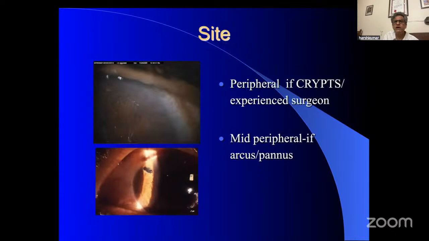Where to do it? Well, as far as the sites are concerned, classically now you can do it anywhere. If you can find a crypt, wherever there is a deep area and it's easy for you to do, go ahead and do it away from the arcus and the pannus, and don't go too much into the periphery.